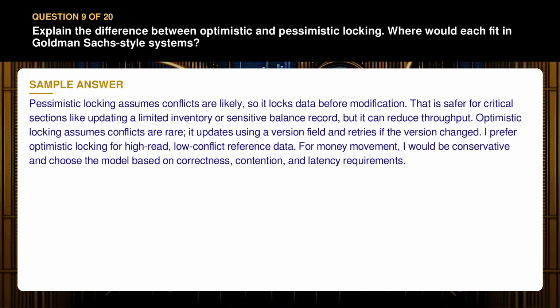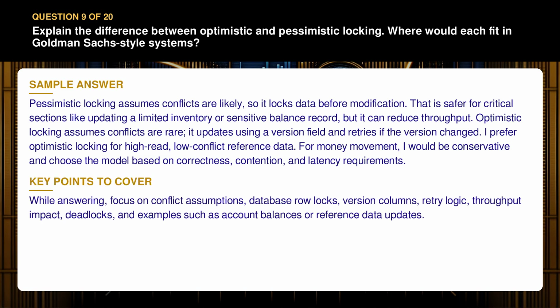Optimistic locking assumes conflicts are rare. It updates using a version field and retries if the version changed. I prefer optimistic locking for high-read, low-conflict reference data. For money movement, I would be conservative and choose the model based on correctness, contention, and latency requirements. While answering, focus on conflict assumptions, database row locks, version columns, retry logic, throughput impact, deadlocks, and examples such as account balances or reference data updates.